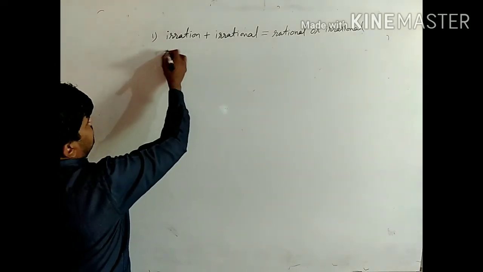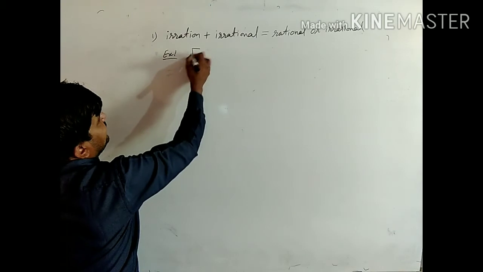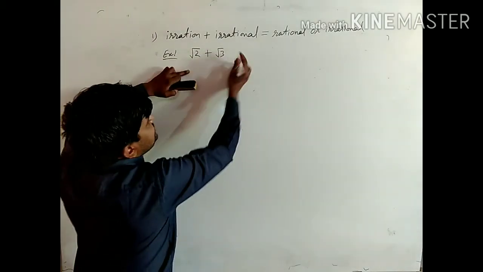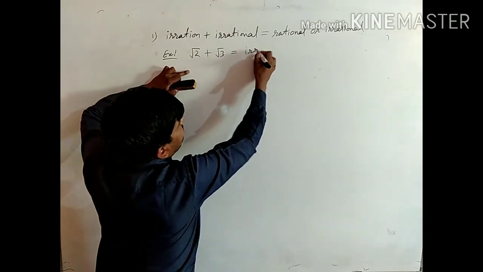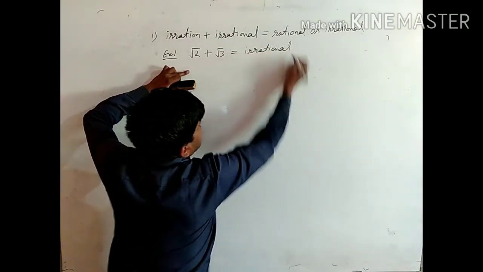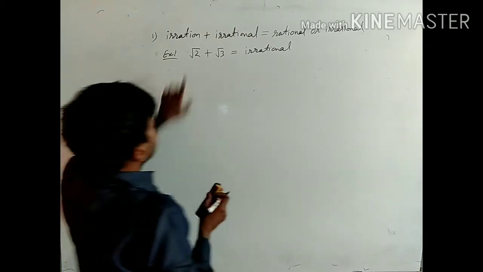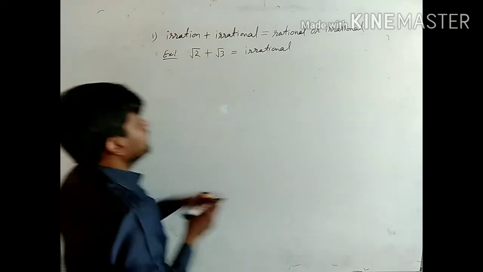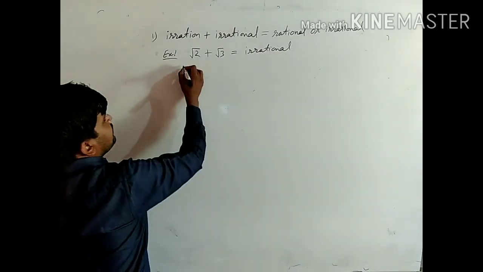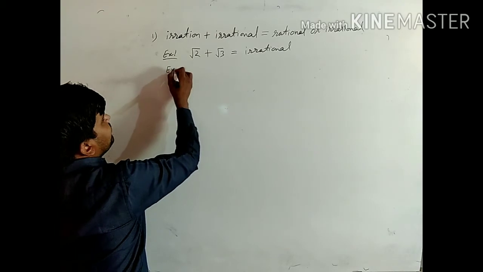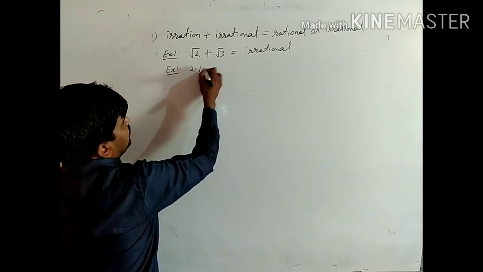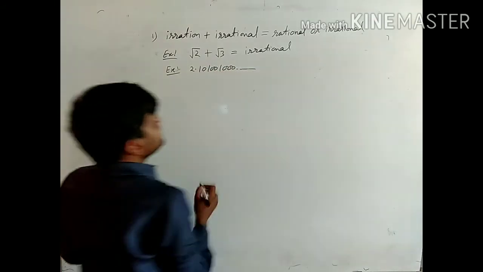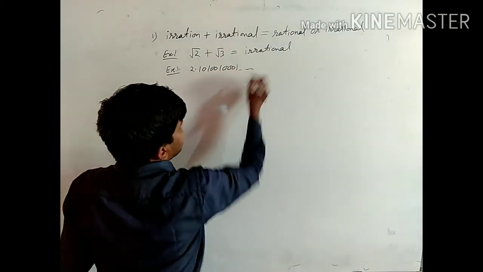Suppose, for example, if we add root 3 plus root 3, this is irrational, this is irrational, the result will be irrational. So in this condition, this is irrational, this is irrational, what will the result be? Irrational. Okay. And we can say, suppose another example 2.10100, like this, this is irrational, this is irrational.